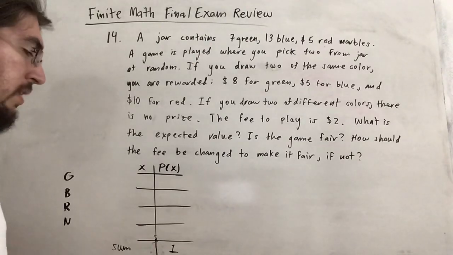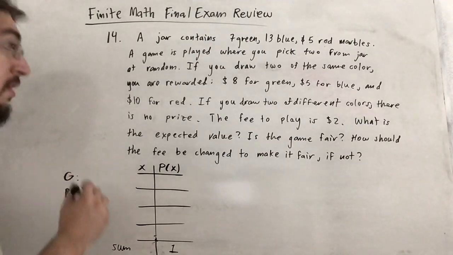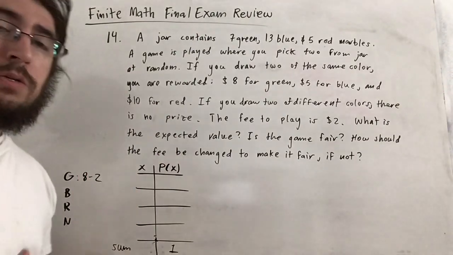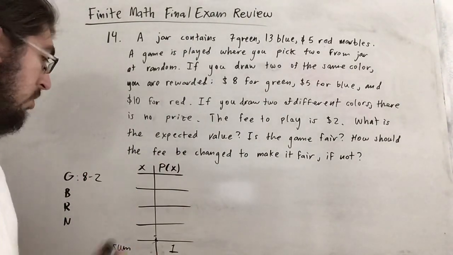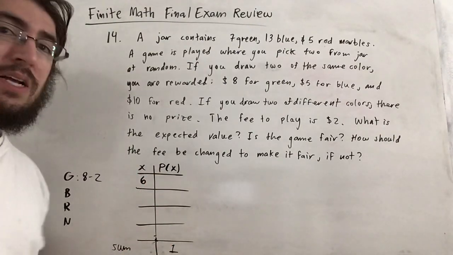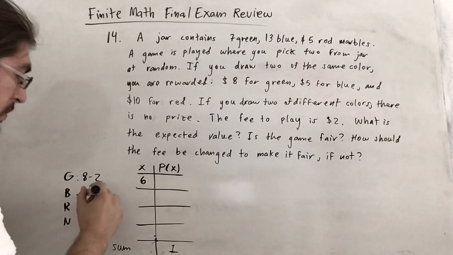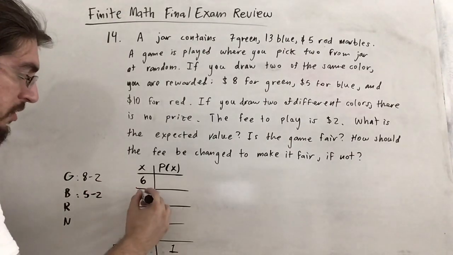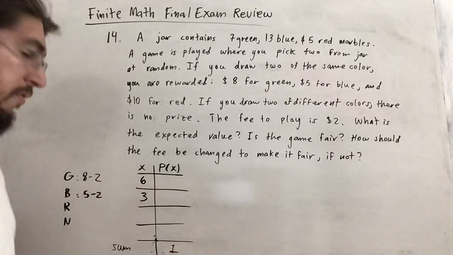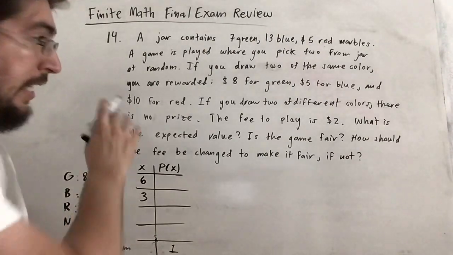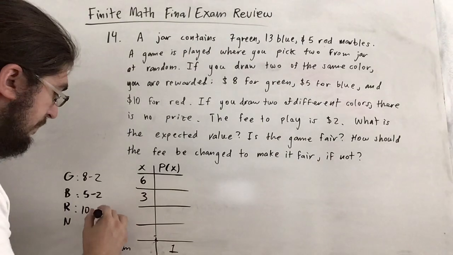So we get 2 different colors. In this case for green, we win $8, but we lose 2 as soon as we enter the game. So in total, we're a net $6. Similarly for blue, the prize for blue is 5, but then minus the entrance fee of 2. That's a total of $3 net. And then for red, it's $10 minus 2, so that's going to be 8.